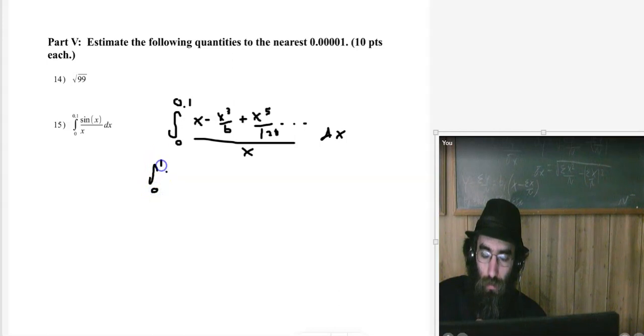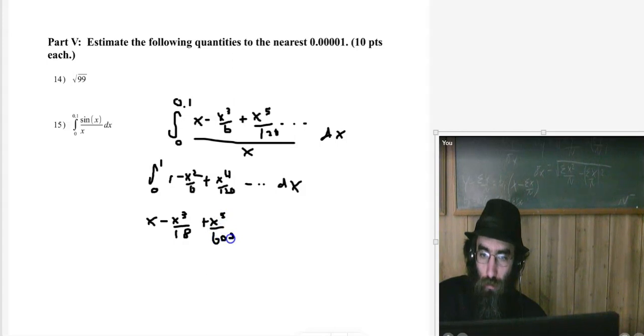Integral from 0 to 1 of 1 minus x squared over 6 plus x to the 4th over 120, dx. That's x minus x cubed over 18 plus x to the 5th over 600, between 0 and 1. At 0, these all go to 0.